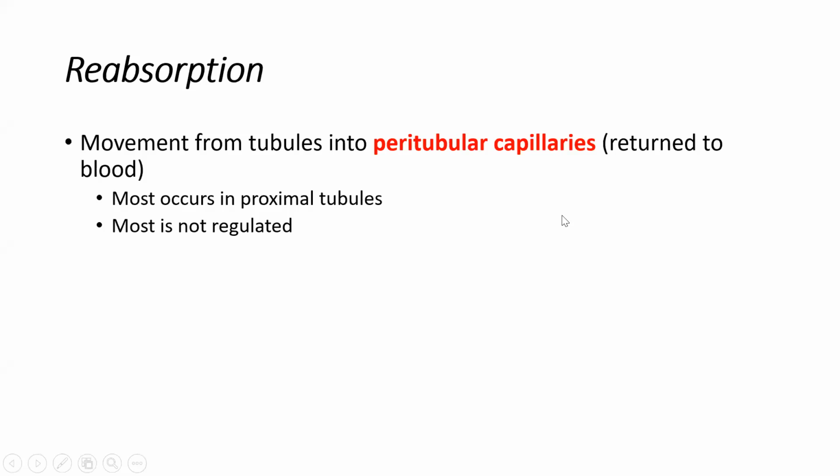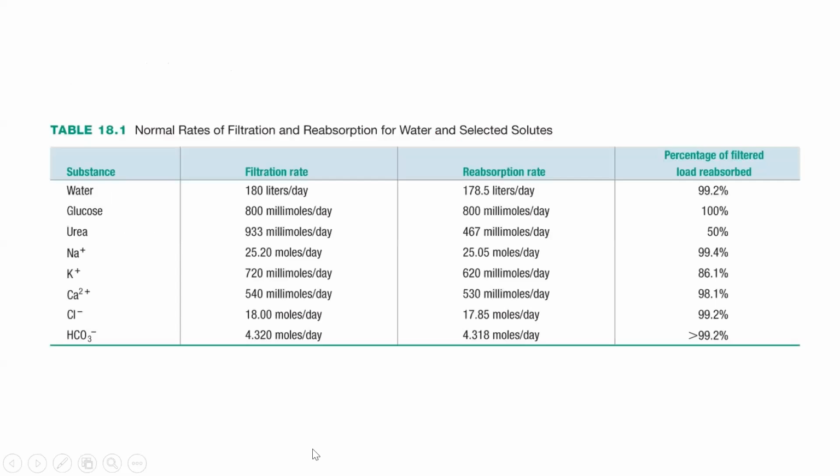Most of this is not regulated, meaning that it just happens. If there's glucose present, all of that glucose is going to be returned back into the blood. If there are amino acids present, all of those amino acids are going to be returned back into the blood. When we say that it's not regulated, it's not changing; it doesn't fluctuate based upon any other circumstance. Versus something that is regulated, where if a lot of it comes through, more of it will be reabsorbed, and if a little bit comes through, less of it will be reabsorbed. That is not the case here in the proximal tubule. It's not regulated, so all of whatever comes through is reabsorbed back into the blood.